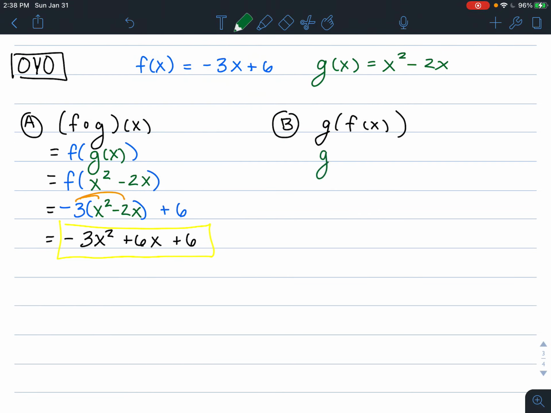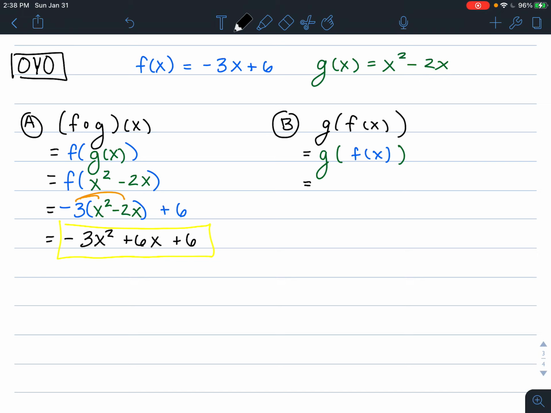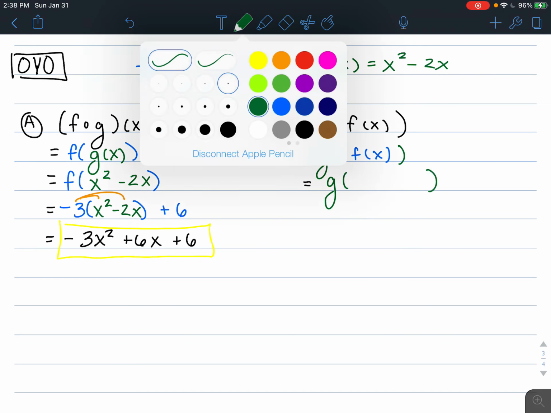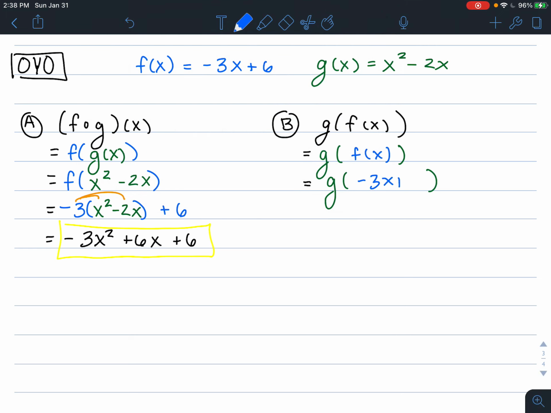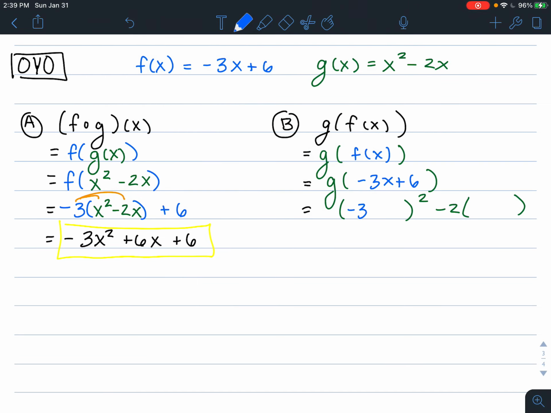So now if we do this the other direction, we get g composed with f of x. So that's going to give me g of the f of x equation, which is negative 3x plus 6. And my g of x equation says to do x squared minus 2 times x. So whatever I'm plugging in is going to replace the x. So I'm just going to copy in my equation here. And then we have to be really careful with order of operations and simplifying.